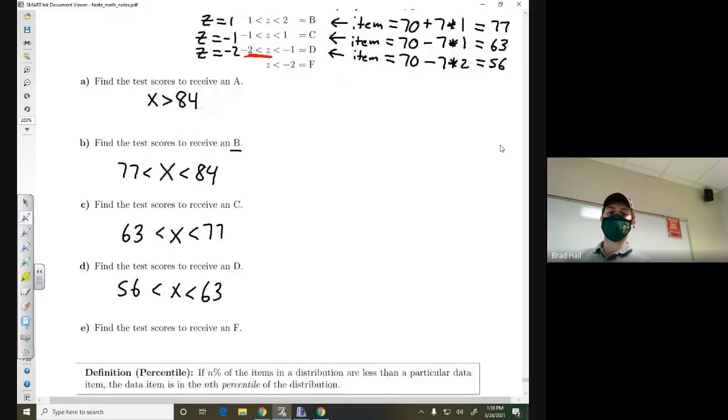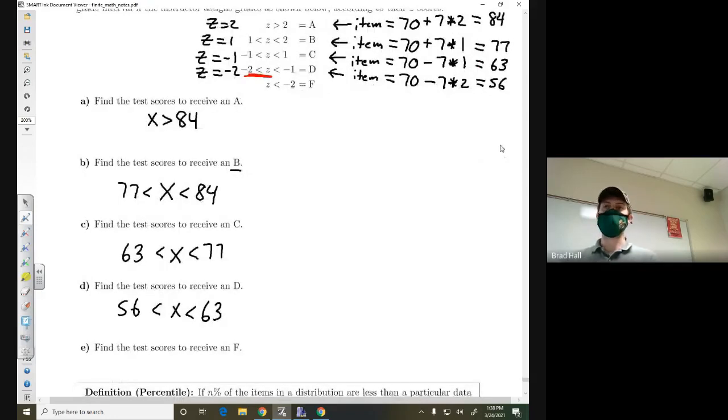And luckily for us, this already answers part E here. If you are not in the D range, if you're lower than the D range, you're in the F range. So if you get any score less than 56, there's nothing really to solve here. The lowest grade to make a D, if you get lower than that, it's an F grade.